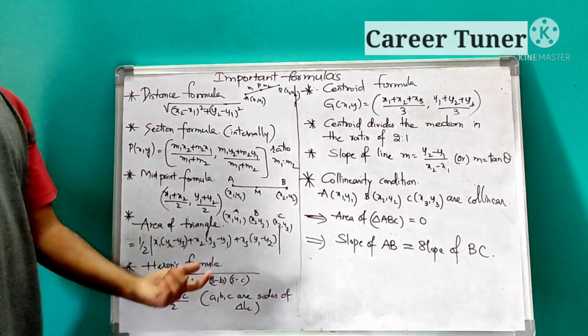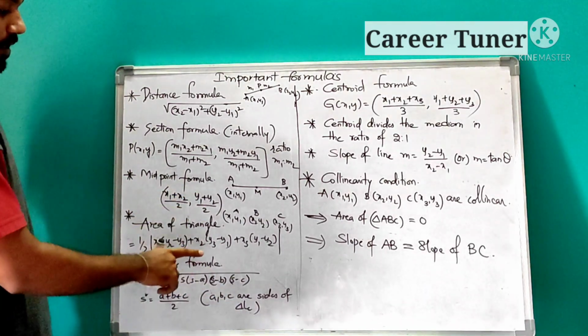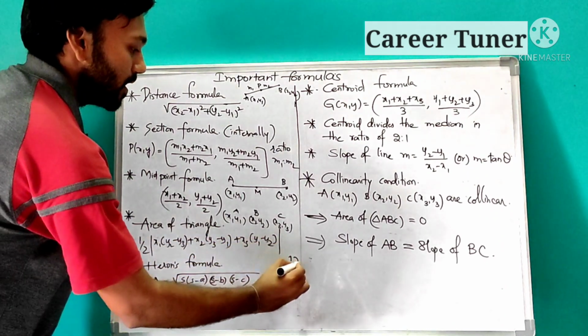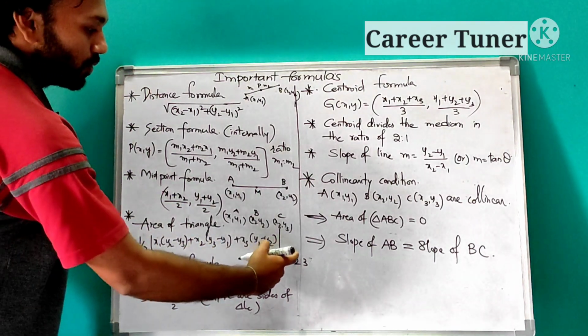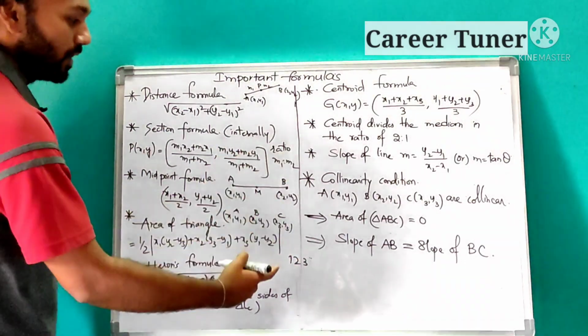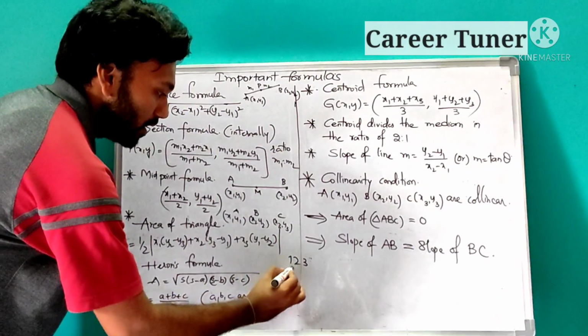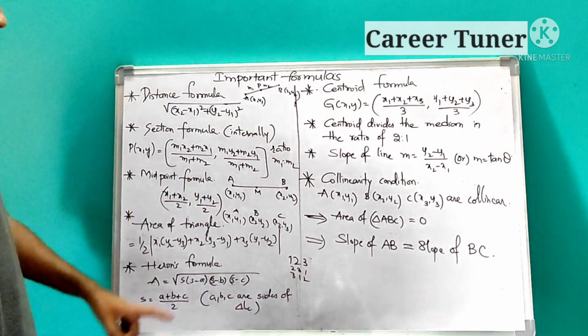Sir, how to remember such a huge formula? Remember only one thing: 1, 2, 3; 2, 3, 1; 3, 1, 2. So let us write it: 1, 2, 3, that you can remember. Next 2, 3, 1, that also you can remember. Next 3, 1, 2. That's it. This is the logic to remember this formula.